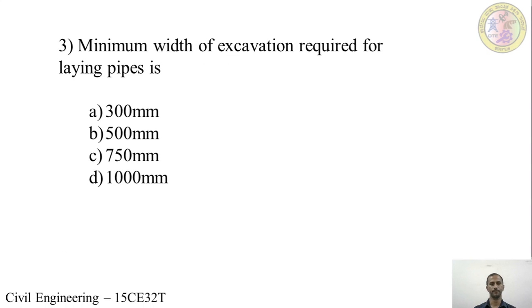Question number 3. Minimum width of excavation required for laying pipes is A 300 millimeter, B 500 millimeter, C 750 millimeter, or D 1000 millimeter. And the answer is 750 millimeter. Minimum width of 750 millimeter is maintained for the width of excavation.